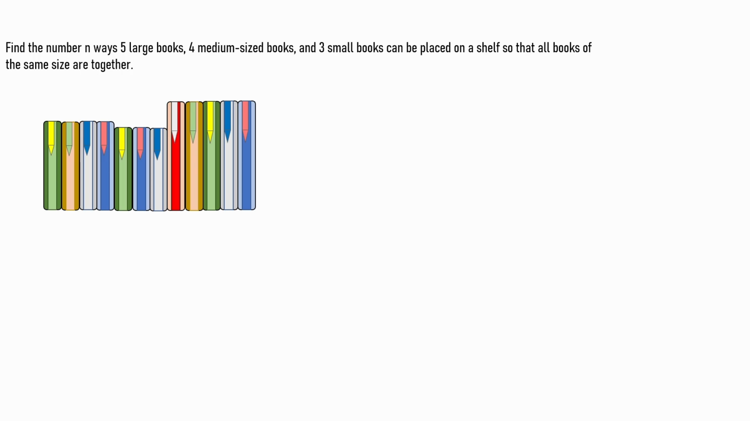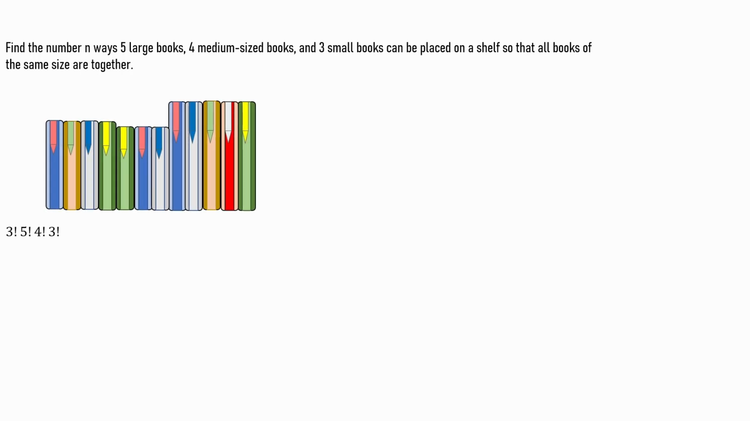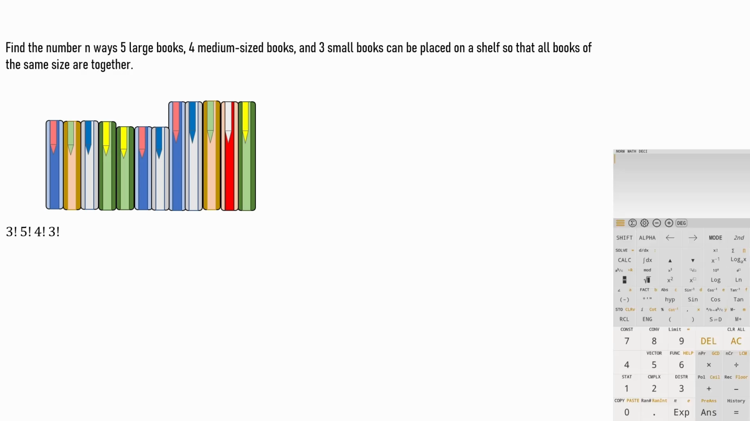3 options. Tapos within itself, merong 5 large books, so 5 factorial ways, kung gaano karaming arrangement yung pwedeng mabuo within the group ng 5 large books. And then 4 factorial para sa medium-sized books, tapos 3 factorial para sa small-sized books. Kaya, 3 factorial times 5 factorial, 4 factorial, then 3 factorial.